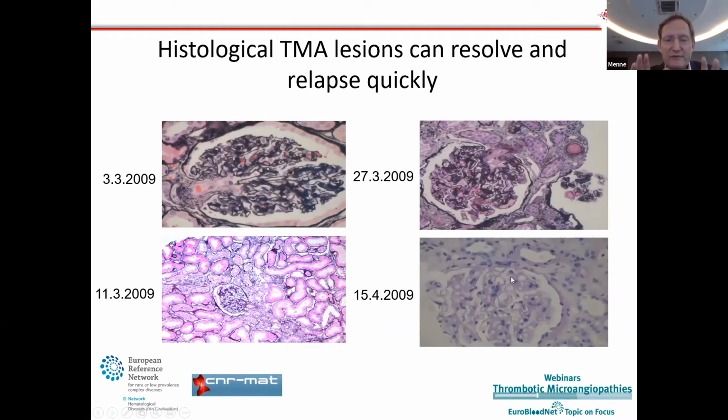So if you treat TMA quickly, then histological changes will come and go very quickly. So if you start treatment and you do a biopsy, you might miss it because it's already gone. So you should always aim to try to get it as early as possible. Otherwise, you might miss the diagnosis if you have already commenced with treatment.